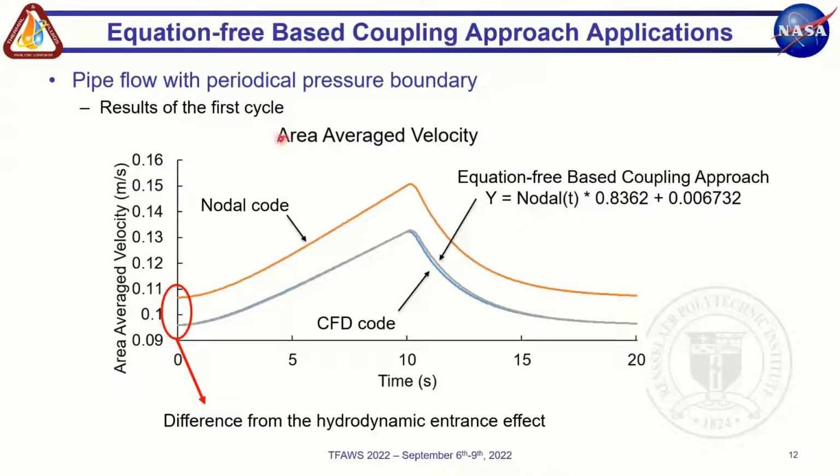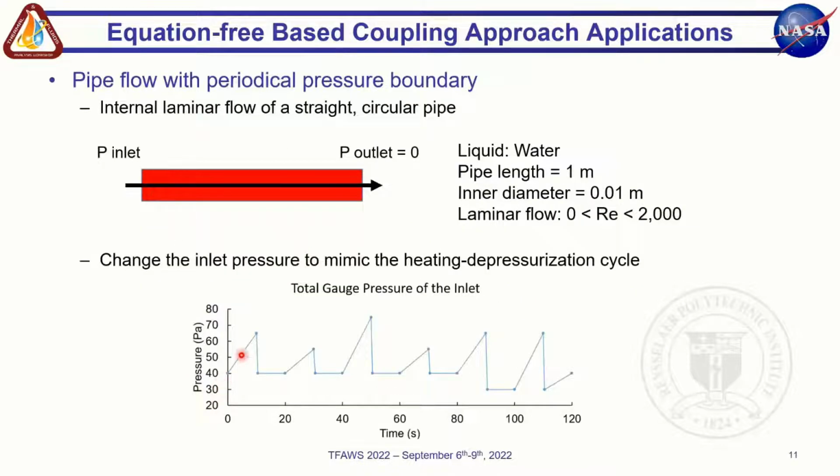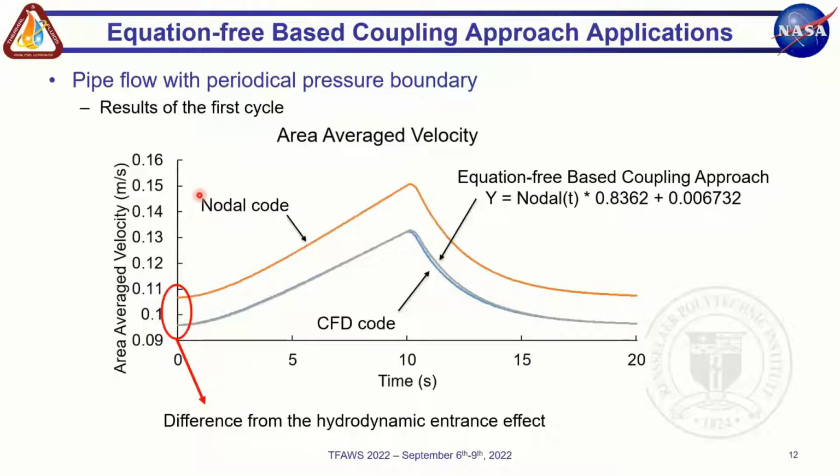And within this, there are so many cycles, so we're going to look through the first cycle to get the equation-free corrections. And we can see the result of the first cycle. The nodal code over-predicts the average velocity because the CFD code considers the hydrodynamic entrance effect, but we didn't add this as an extra correlation. We just use the default setup of the nodal code.